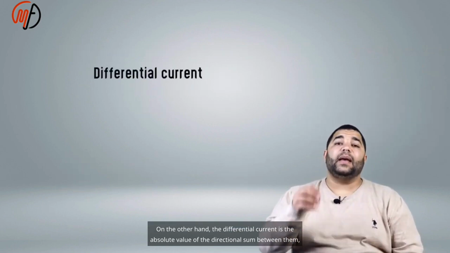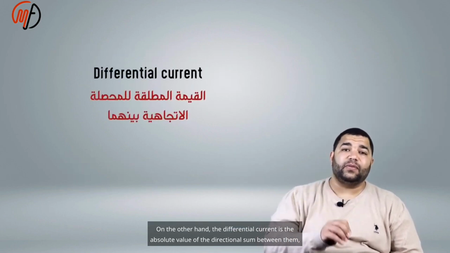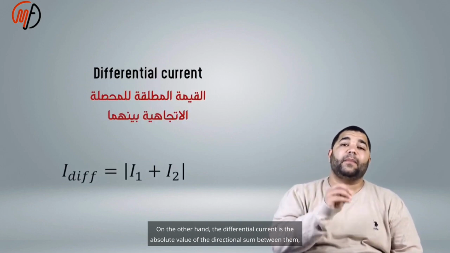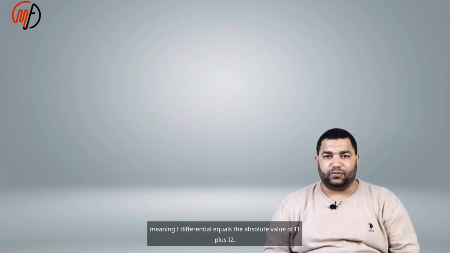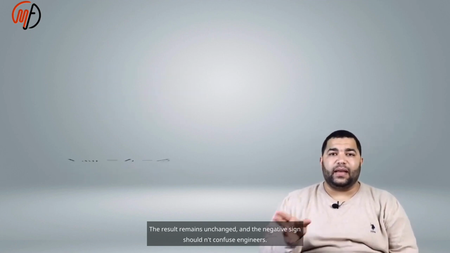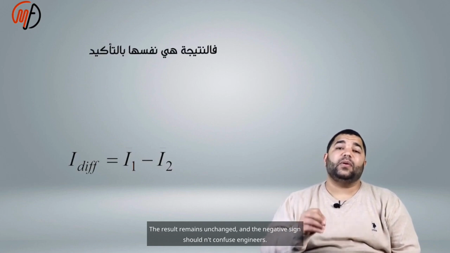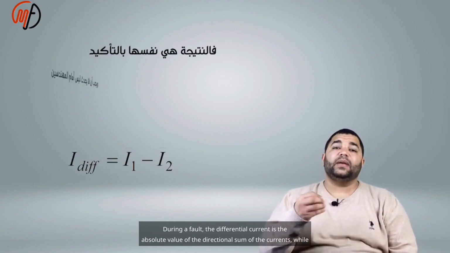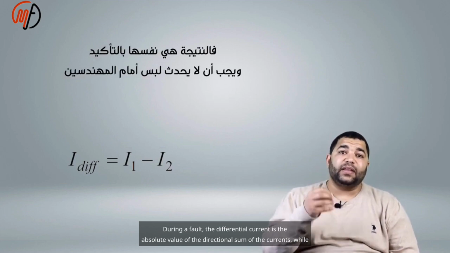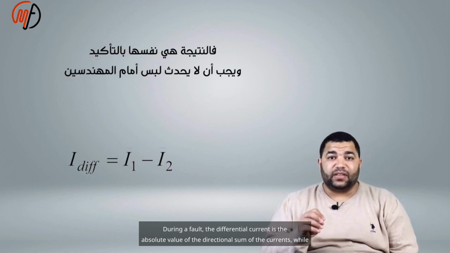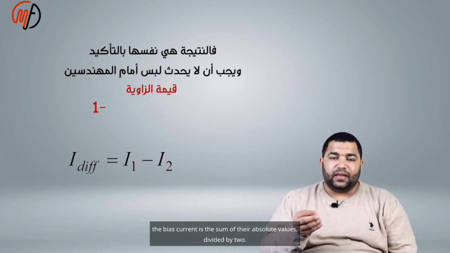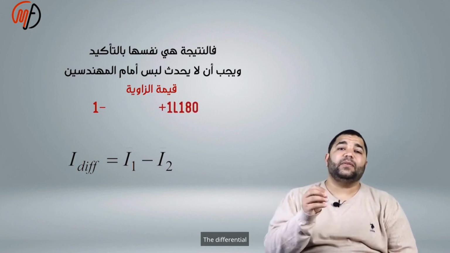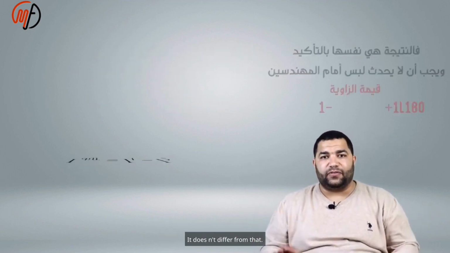On the other hand, the differential current is the absolute value of the directional sum between them, meaning I differential equals the absolute value of I1 plus I2. The result remains unchanged, and the negative sign shouldn't confuse engineers. During a fault, the differential current is the absolute value of the directional sum of the currents, while the bias current is the sum of their absolute values, divided by 2.